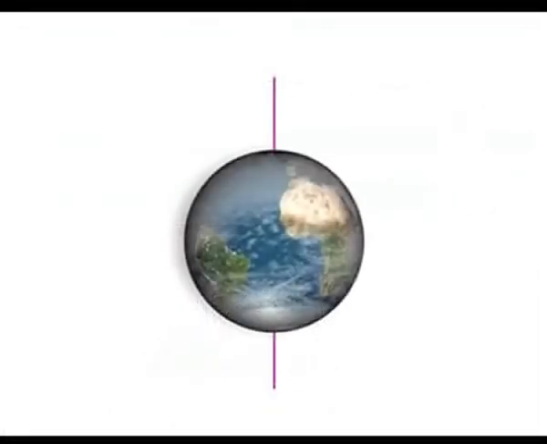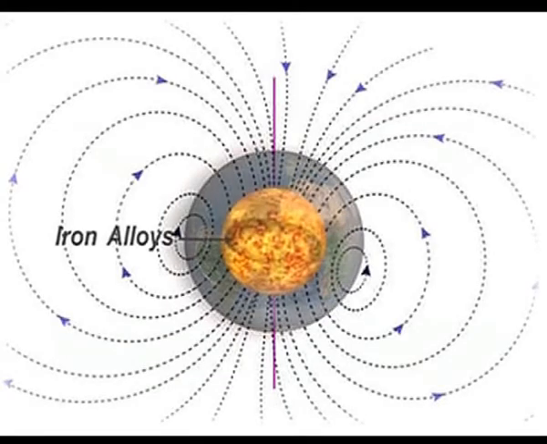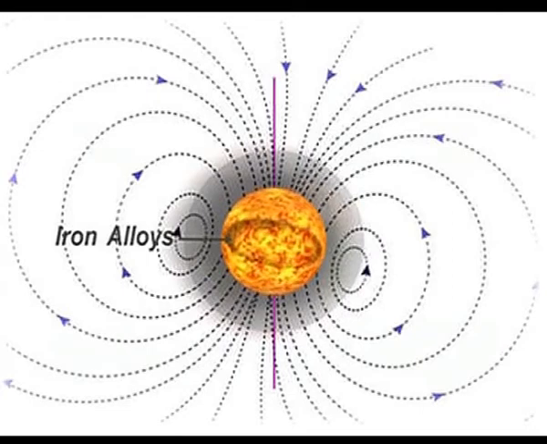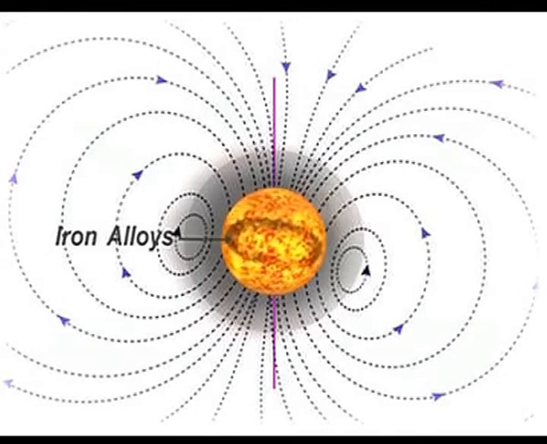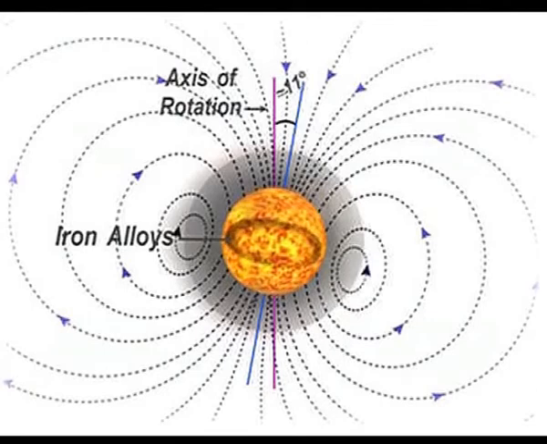So let us study some facts about the direction of Earth's magnetic field. As we have already seen in this picture, Earth's magnetic field is due to the rotation of iron alloy particles inside the core of Earth, due to which a magnetic field originates from the southern hemisphere of Earth and it terminates on the northern hemisphere. And the magnetic field is oriented in such a way that the magnetic axis of Earth is approximately at an angle of 11 degrees with respect to the rotation axis of Earth.